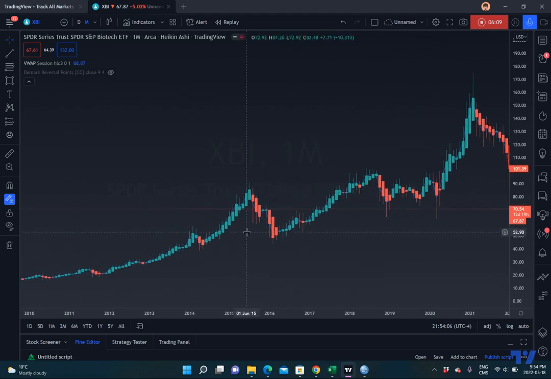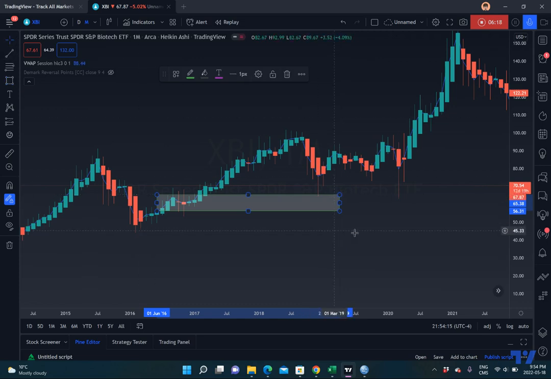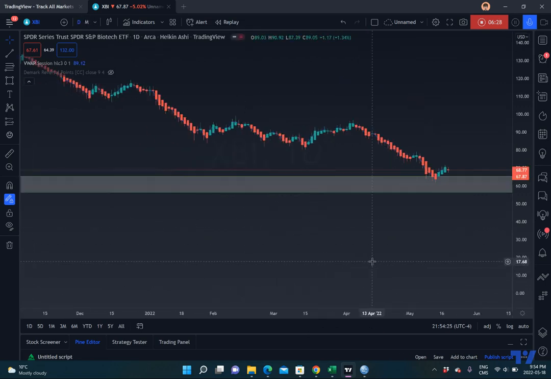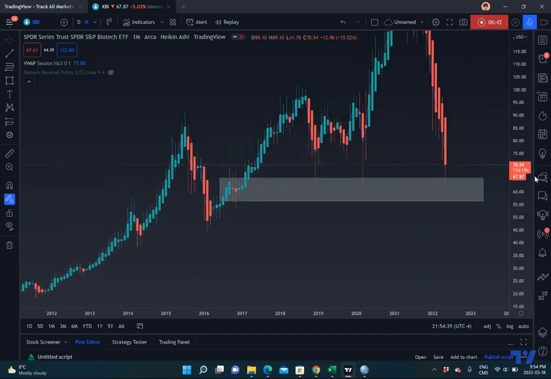So we're going to go ahead and start up this. So there is our bullish reversal candle. We're going to draw a little box, draw that out. We're going to go back to the daily and look at that. We are actually bouncing off of that. And so that is interesting. And then you can do the same thing on the monthly for the supply zone.